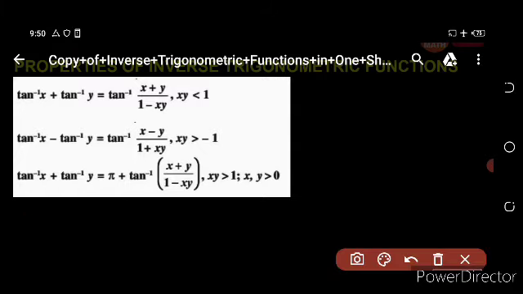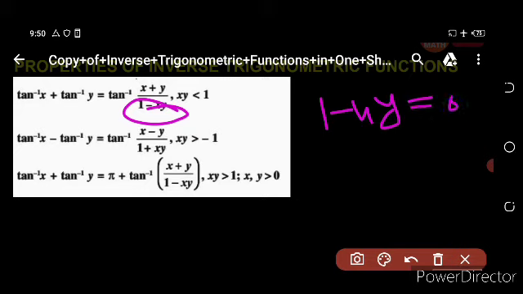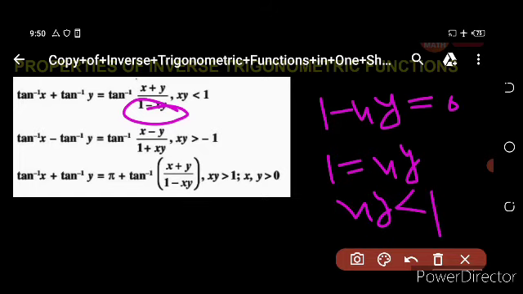Here, how can we remember the trick? See the denominator, how the condition will be satisfied. 1 minus xy equal to 0. Let us equate the denominator with 0, then 1 is equal to xy. So xy should be smaller than 1. Okay, so the condition will be xy less than 1. That's why it should be subtracted from 1. Okay, this is the logic.